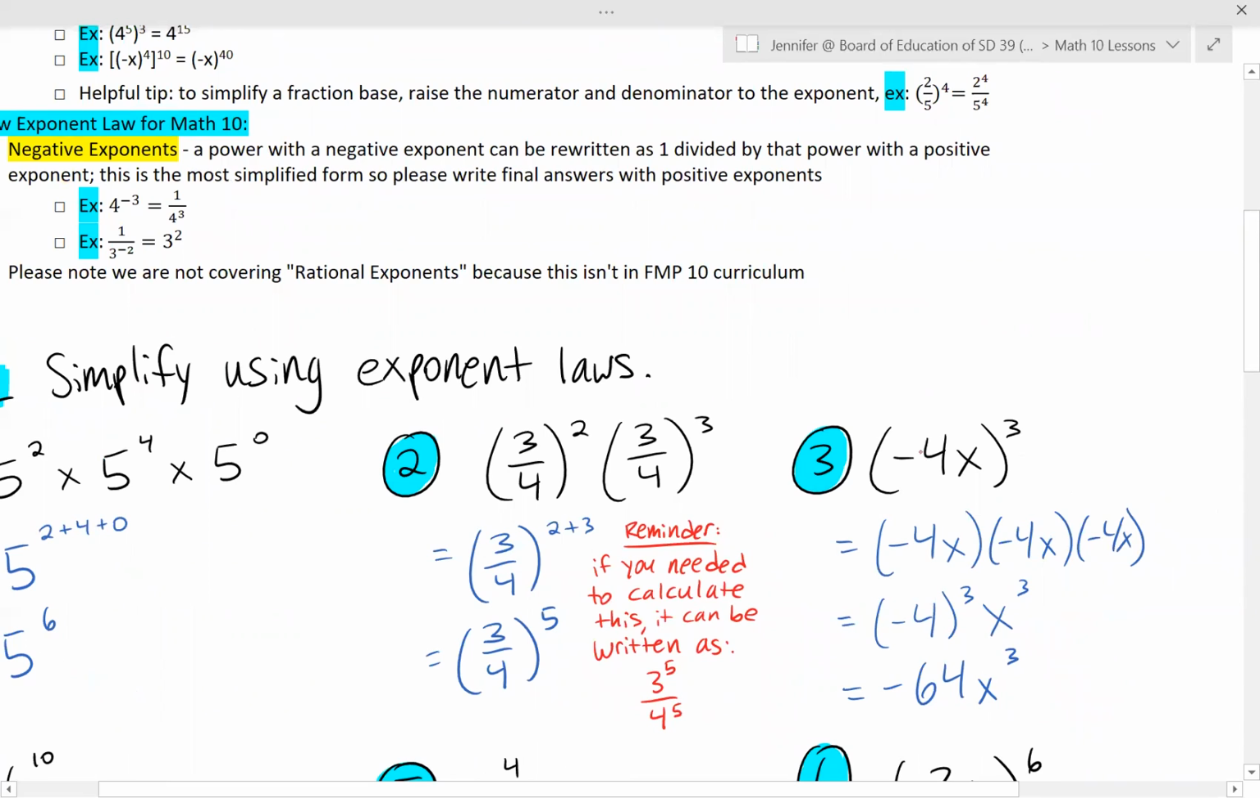This example here, a reminder that the entire base is negative 4x. That is getting repeated every time because it's in brackets. So we can write that out as repeated multiplication, or we can use what we just talked about. And this exponent basically applies into the bracket, to everything in the bracket. So it can be written as negative 4 cubed times x cubed, which we can then simplify.